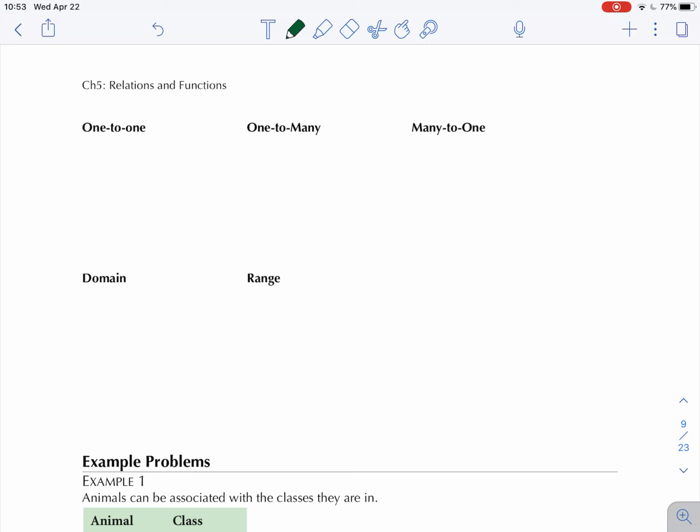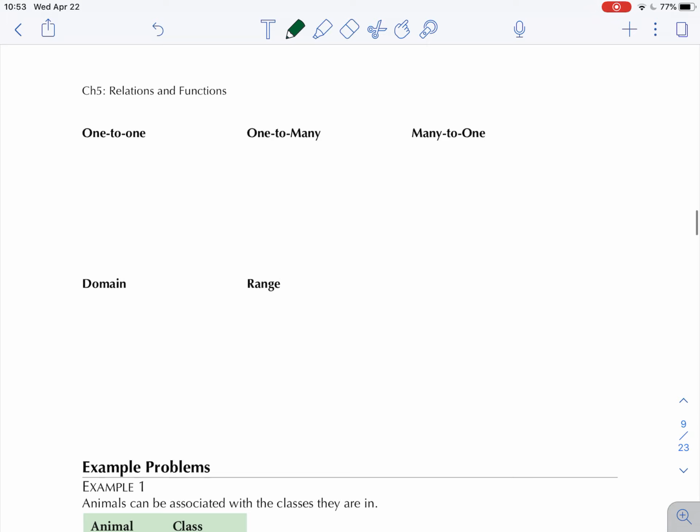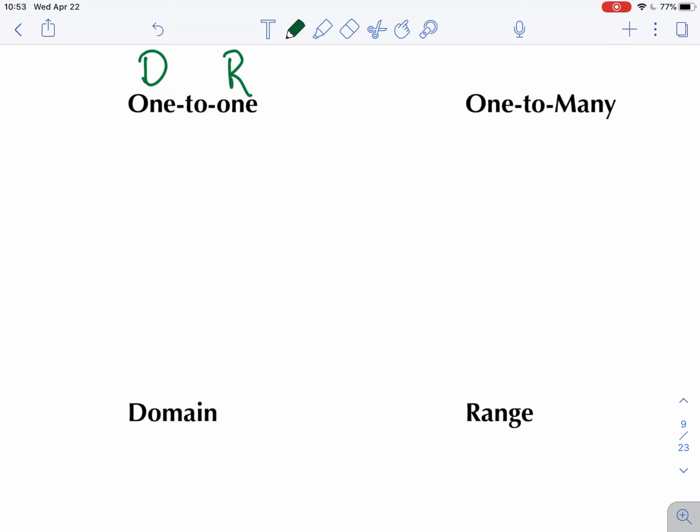Right, now we're going to look at different types of relations. We're going to look at one-to-one relations, one-to-many relations, and many-to-one relations. The first word is our domain, and the second word is our range. So a one-to-one relation, one item in the domain goes to one item in the range, exactly for every one.